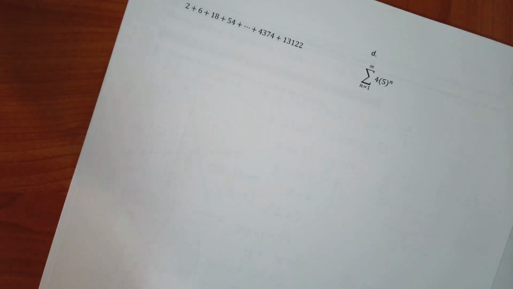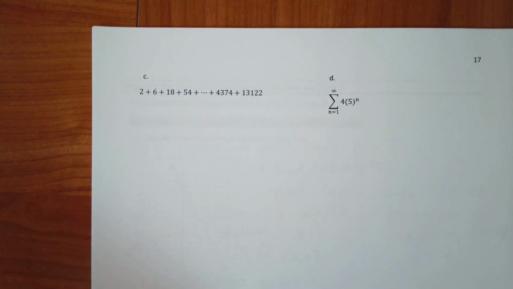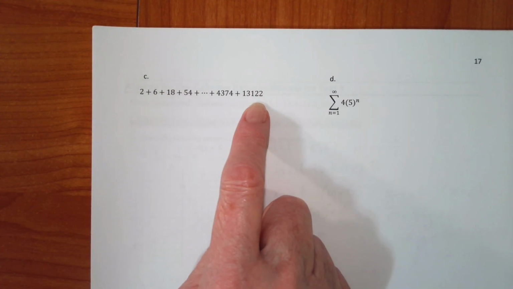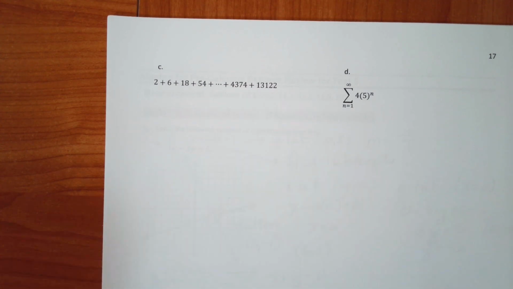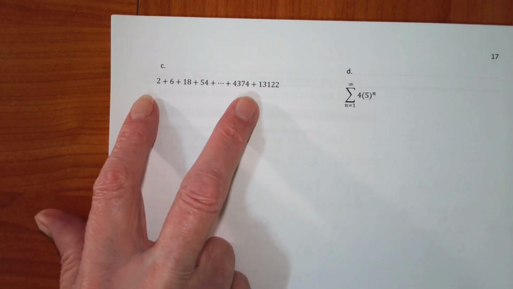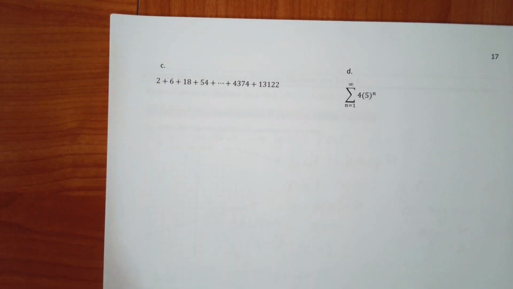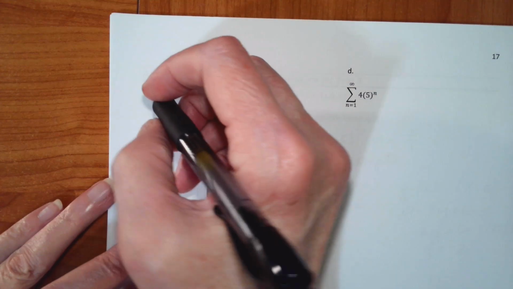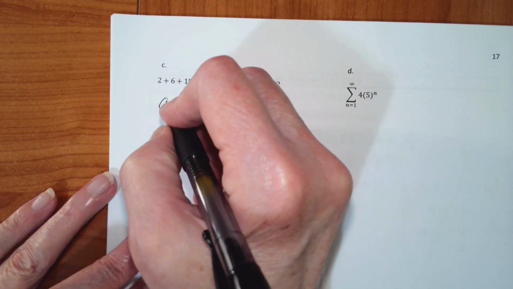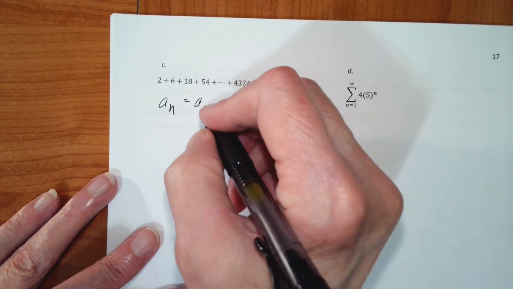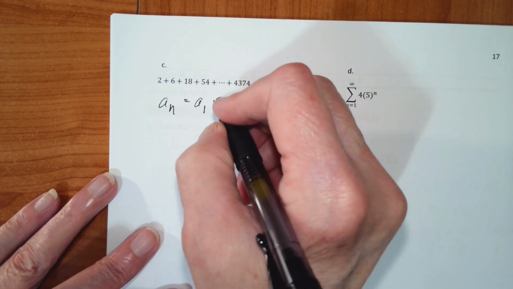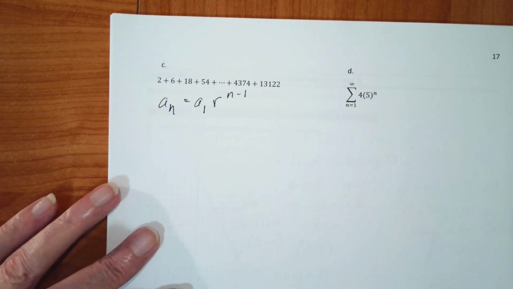Oh my gosh, we're on our very last problem of a very long review. All right, so this is a geometric series. So let's see what we've got to do here. We've got to do all kinds of things here. All right, so since this is a finite series, the formula I'm going to use is a sub n equals a sub 1 r to the n minus 1.